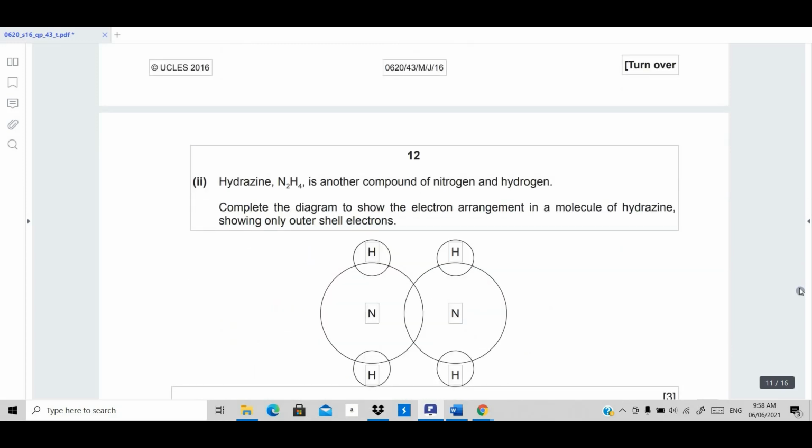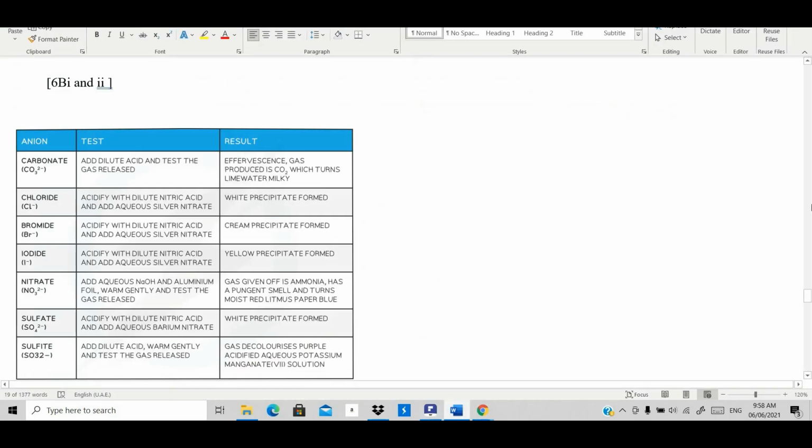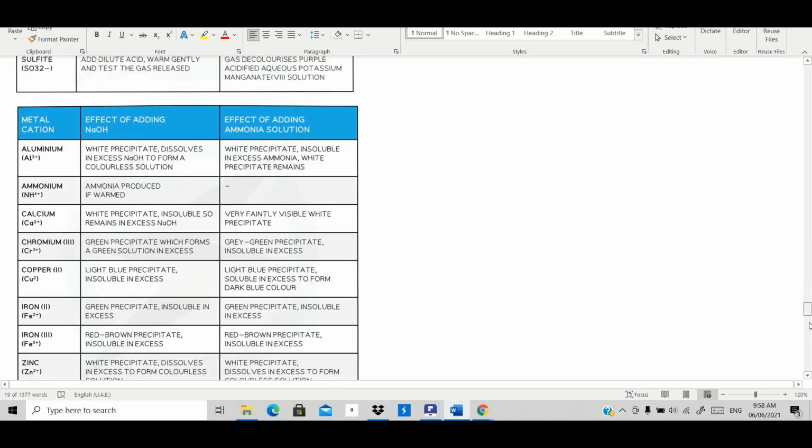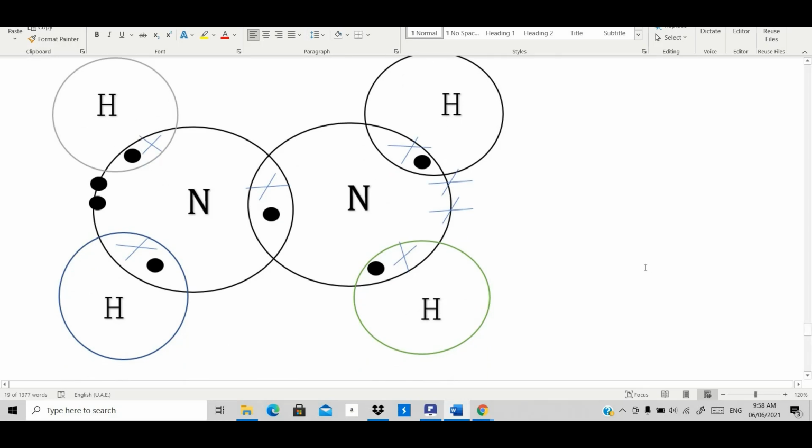Hydrazine, N2H4, is another compound of nitrogen and hydrogen. Complete the diagram to show the outer electron arrangement in a molecule of hydrazine, showing only outer shell electrons. A similar diagram came in the previous paper which we did, so you can go to the previous video, the chemistry paper 0620, paper 42, Feb March 2016. I've already done the diagram, so you can refer to it and copy it from here. Unfortunately, I can't copy the image.